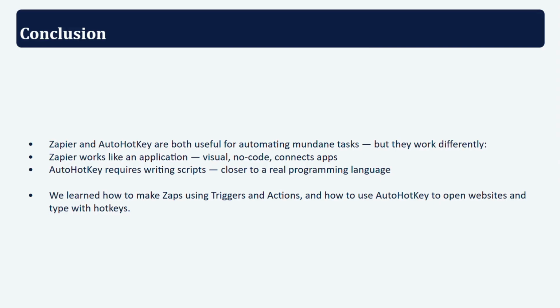Now, overall, Zapier and AutoHotkey are both useful for automating boring tasks, but they're certainly different. Zapier connects apps and makes triggers at a high level, and AutoHotkey writes scripts and just makes macros, like a programming language, and has higher control. We learned how to make zaps using triggers and actions, and a simple AutoHotkey to open websites and type.